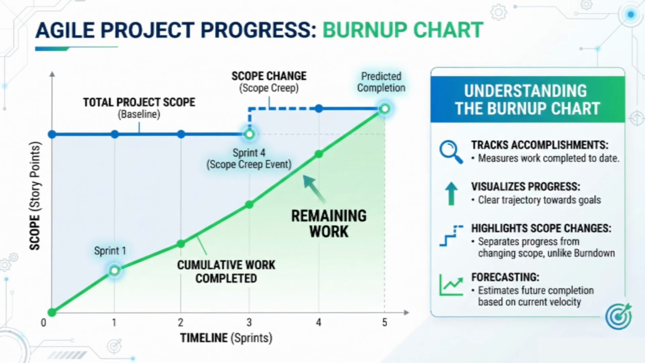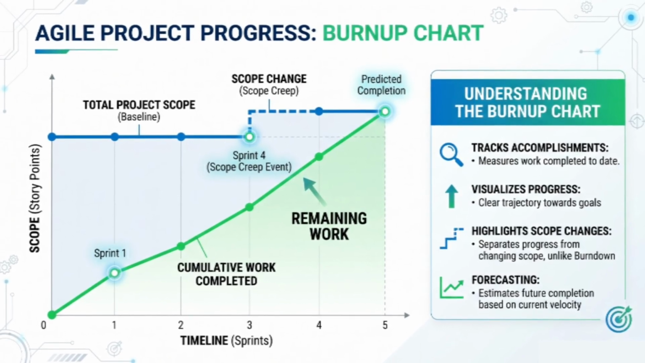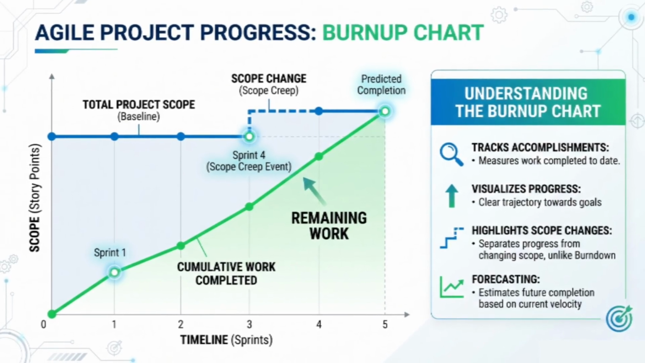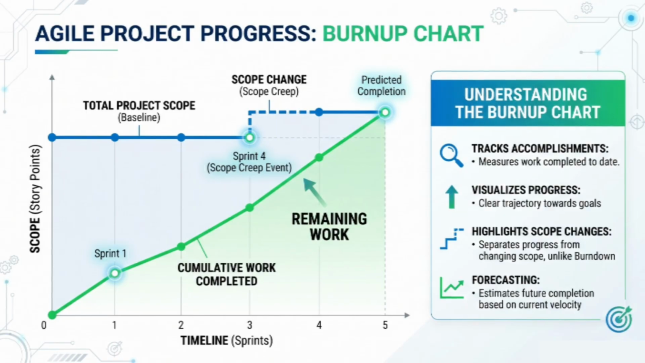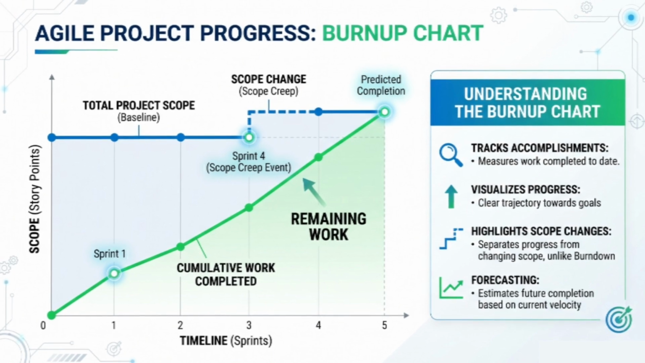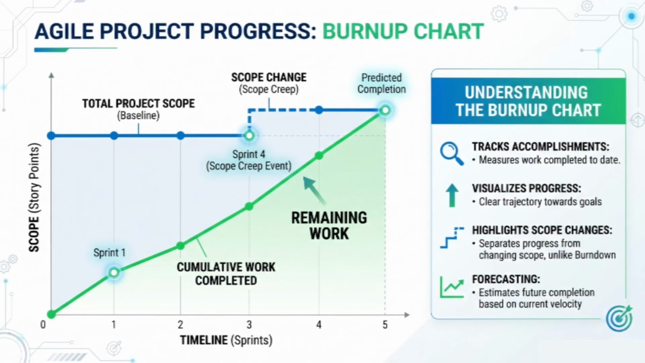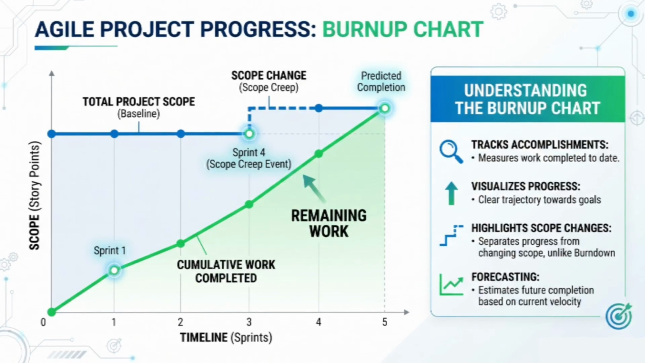While the burndown chart counts down to 0, the burnup chart counts up to the total project scope. It tracks how much work has been completed over time. On a burnup chart, the x-axis is still time, but the y-axis is the total amount of work. This chart uses two distinct lines. The first is the completed work line, which starts at 0 and climbs upward as tasks are finished. The second is the scope line, which sits near the top of the chart, representing the total work required. When the completed work line meets the scope line, the project is done.